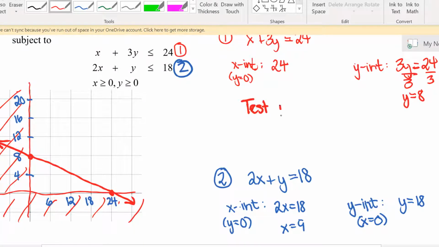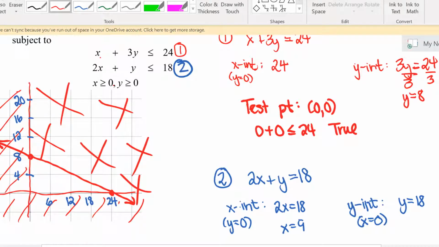One thing I haven't really mentioned is I'm doing solid lines. Everything is less than or equal to, so everything's solid. And when I plug this into the original, I get 0 plus 0 less than or equal to 24, which is true. And 0, 0 is kind of down and to the left. So we want to cross out everything on the opposite side of the line.